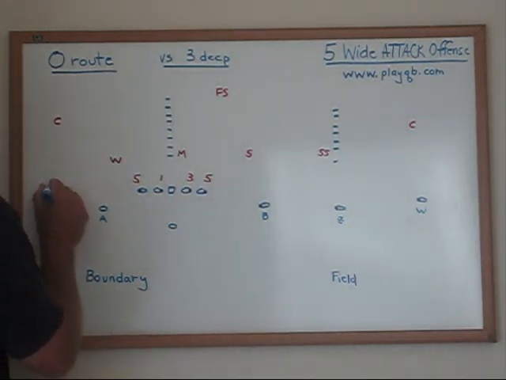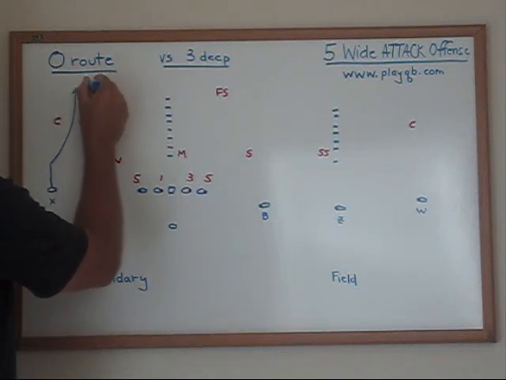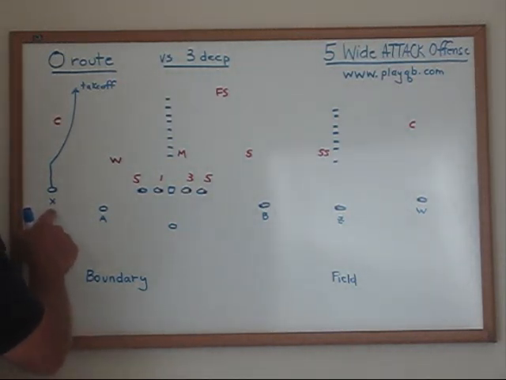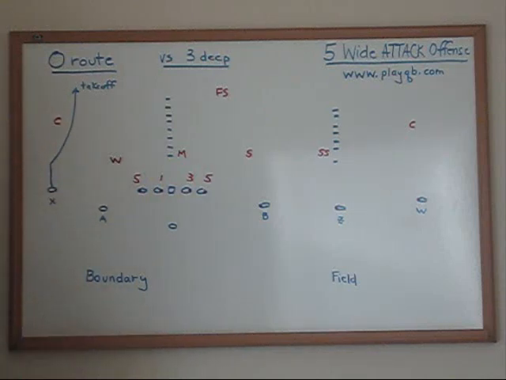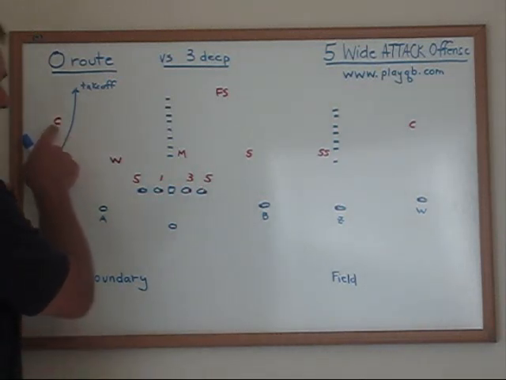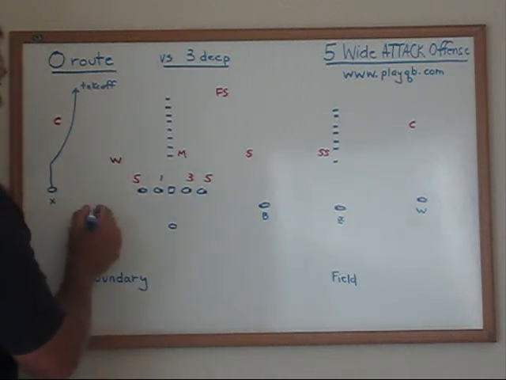On the zero route, the X is going to run a takeoff route. A takeoff route for us is the same as running a fade route, only you're going to run that inside the defender. When we hear takeoff, that means our receiver, whichever one it is, is going to push to the inside shoulder of the guy that's on him and then run straight up the field, run a go route. His responsibility is to get his body between the defender and the quarterback so the quarterback can throw it to him. So he has an inside takeoff.